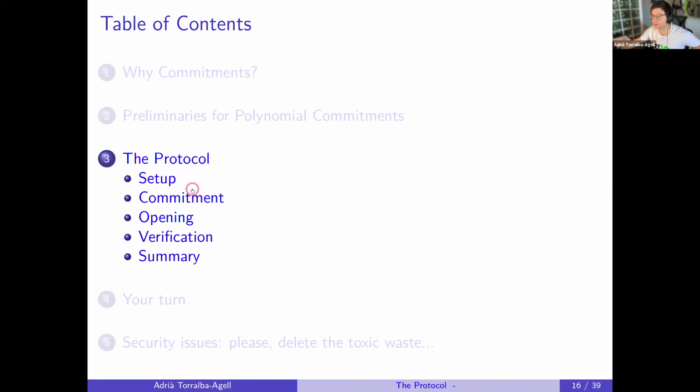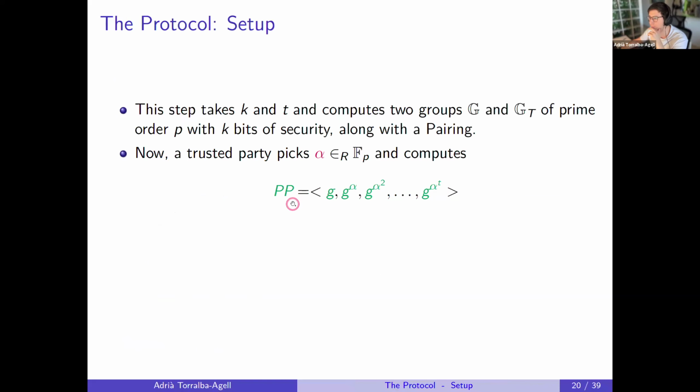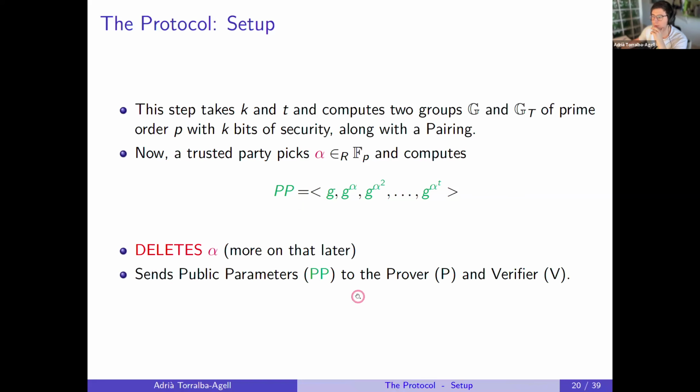So with that, we are on the setup. Well, we are done with the setup, and we were here sending the public parameters to the prover and the verifier. And very important, we delete alpha. Okay, this is vital. This is crucial for this to be working well.